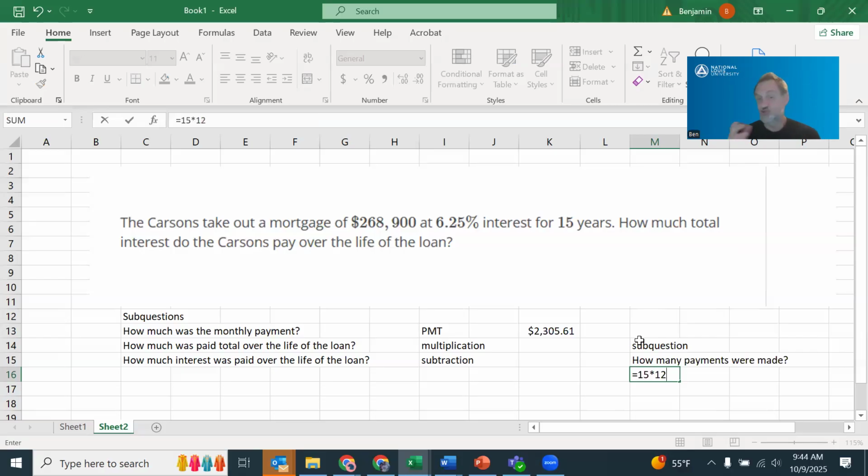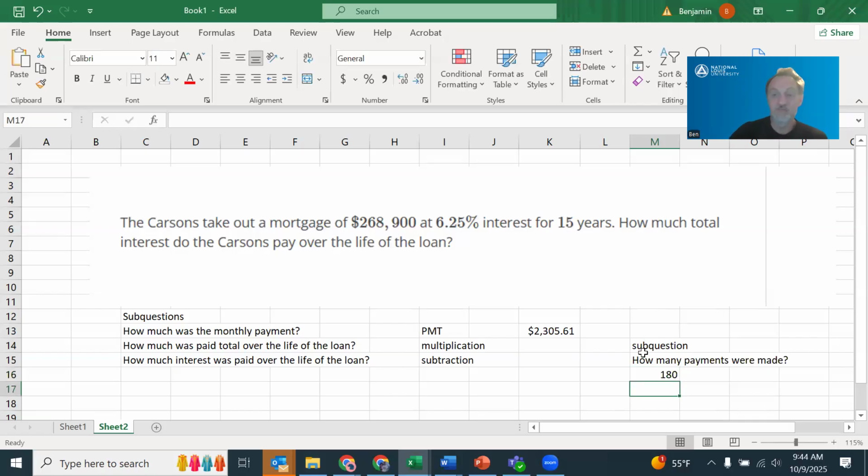15 times 12. It should be every month for 15 years. 12 plus 12 plus 12 plus 12. That's just 15 12s, or 15 times 12. Of course, 12 times 15 is the exact same thing. 180, that's my sub question. And now I'm ready to do the math.